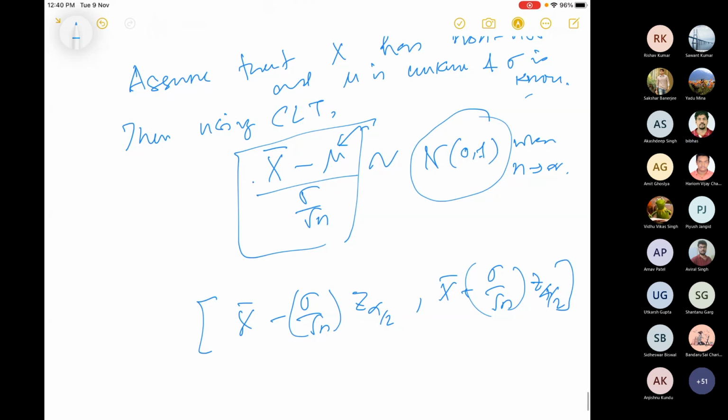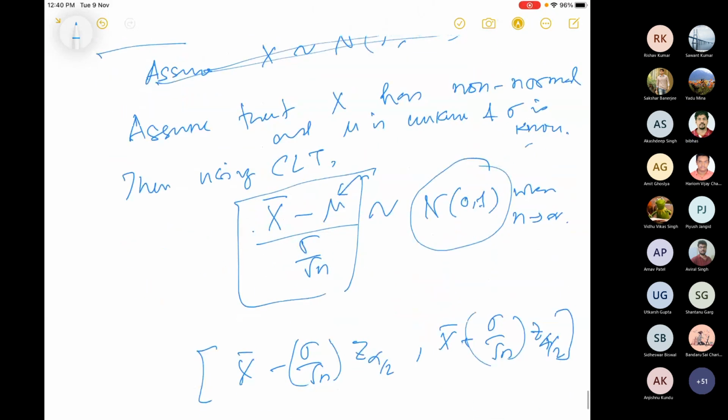Now see here, what I'm doing is very simple, but there is a problem. The problem is I am assuming that sigma is known, but mu is not known. This is a typical case, but it will not happen in real life. It is very unlikely that you will know the variance without knowing the mean, because knowing the variance, you can estimate the mean also. So this is not realistic.